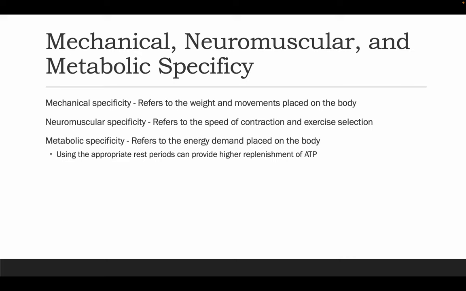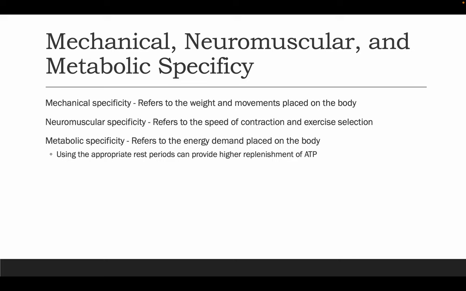So what we end up with is specificity in different regards. Mechanical specificity, so the weight and movements placed on the body, you'll be specific in those regards. When we start talking about the acute variables a little deeper, with hypertrophy you're going to have moderate weight, moderate reps, moderate to lower rest, but that's specific to the weight and the movements that you're going to do. Neuromuscular, speed of contraction, and the exercise selection. So the mind-muscle connection, or nerve-muscle connection, we're talking about specificity. If you're trying to be an athlete, a lot of your speed of contractions are going to be very rapid. Not all, but a lot of them. If you're doing general preparation, then you're going to stick to specific tempos.